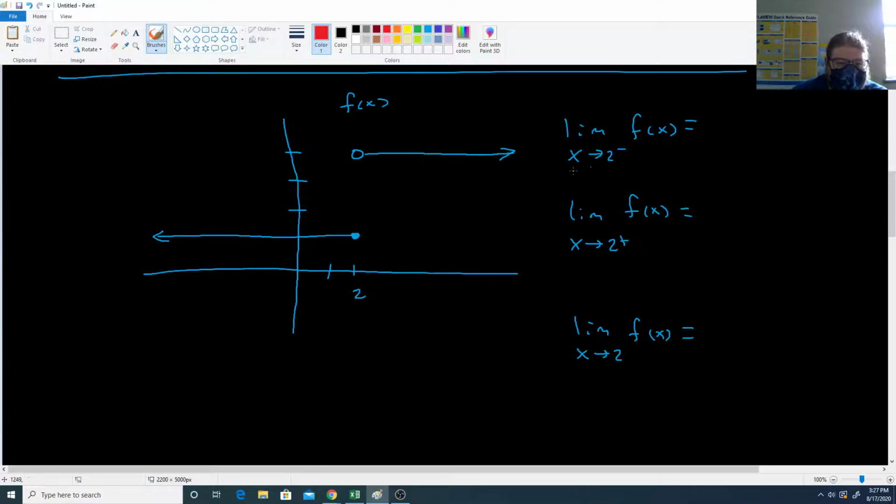Okay, as we approach 2 from the left, we're getting closer and closer to this point, so our y values are staying at 1. As we approach 2 from the left, we get 1. As we approach 2 from the right, now our y values are up here, and the y values are approaching the value, it's 1, 2, 3, so they're approaching the value 4. So the left-hand limit is 1, the right-hand limit is 4. In this case, the two-sided limit does not exist.